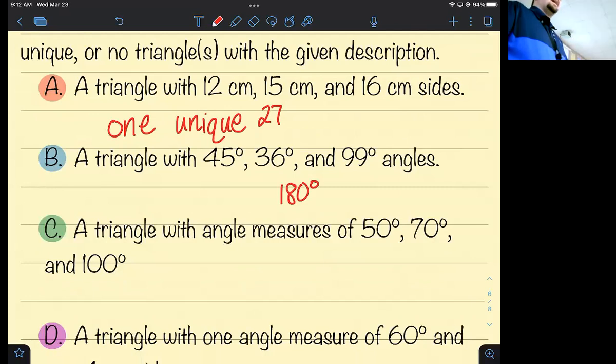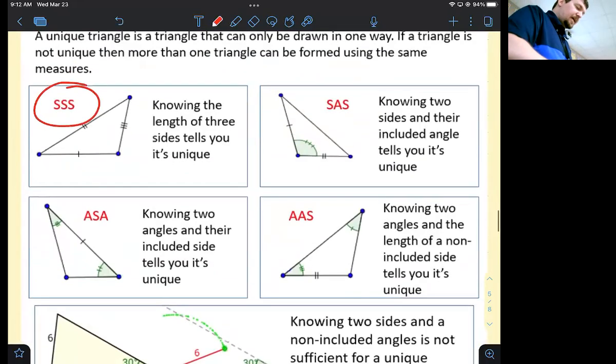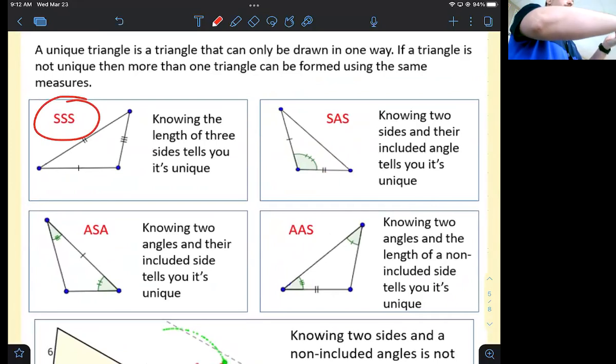How many triangles add up to 180? All of them. So if I told you the 3 angle measurements of a triangle, I didn't tell you how big the sides were. Is there a theorem up here? So you actually probably want to refer to your notes. Is there a theorem up here that says AAA?